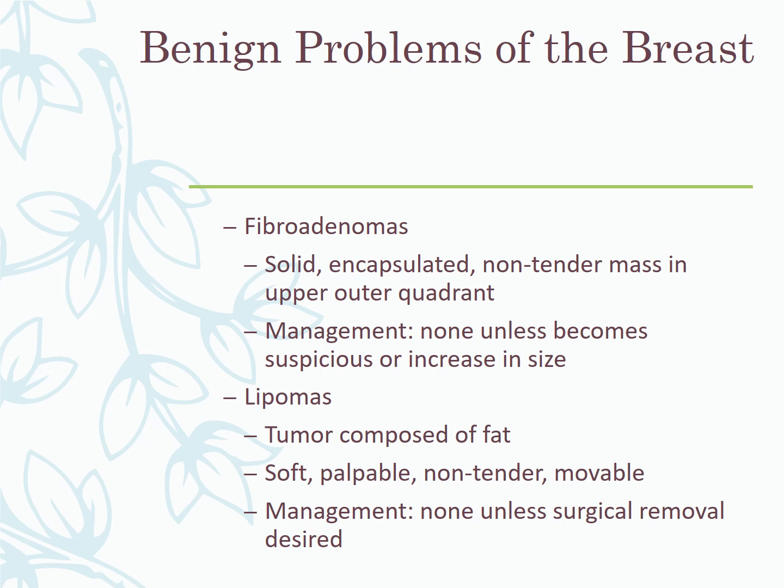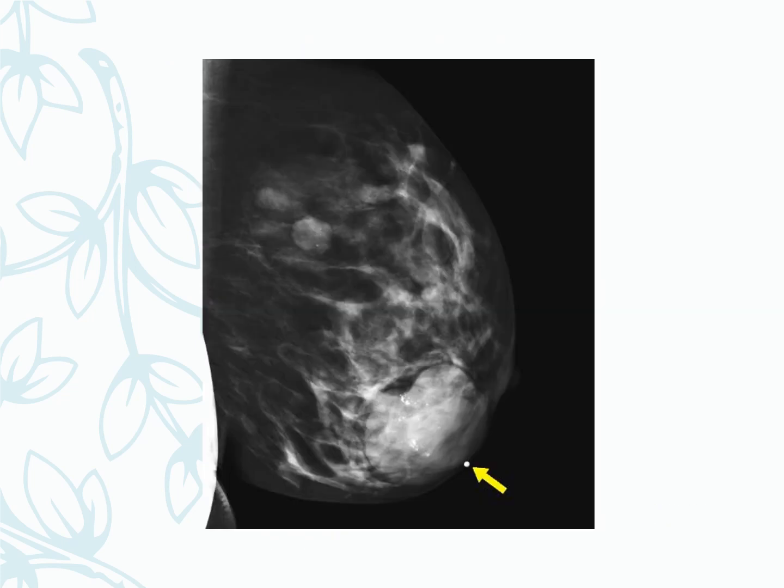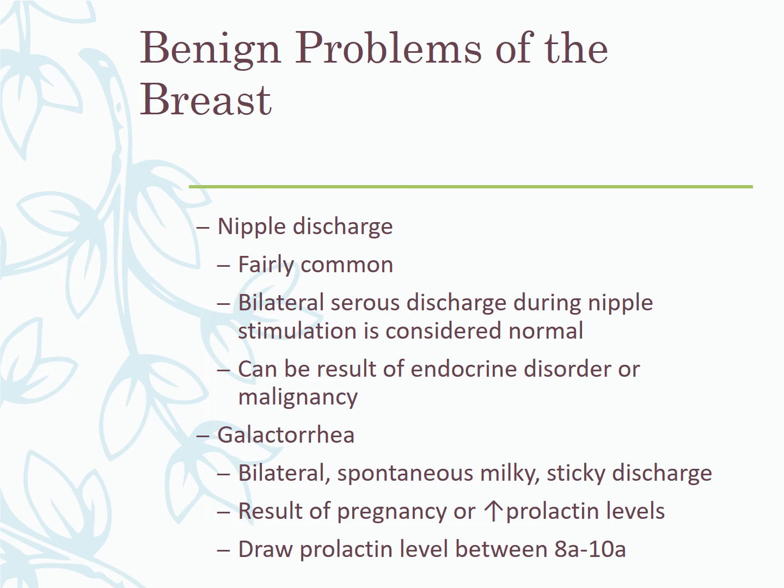A lipoma is going to be a fatty tumor on the chest wall. Usually they occur after the age of 45, and what they're going to find is they have this soft, palpable, and movable mass that's non-tender. There's really not any management that's going to be done for this unless a woman desires to have surgical removal. Again, this is just a picture to give you a visual of what you're seeing there, that fibroadenoma.